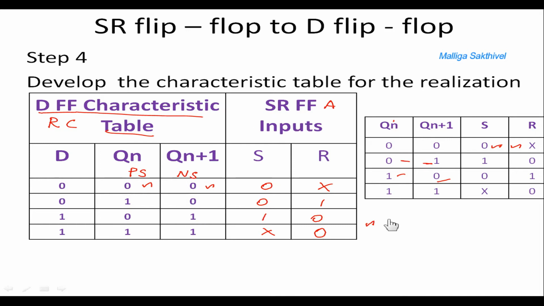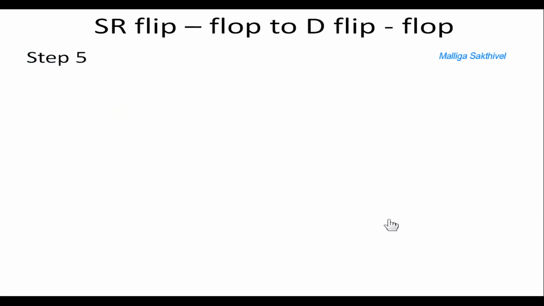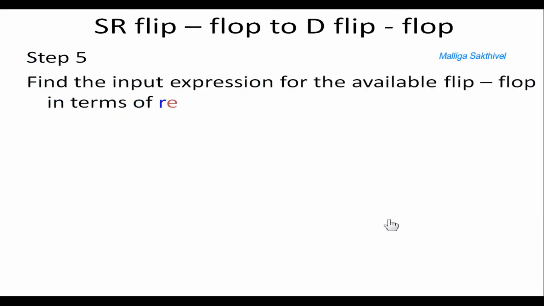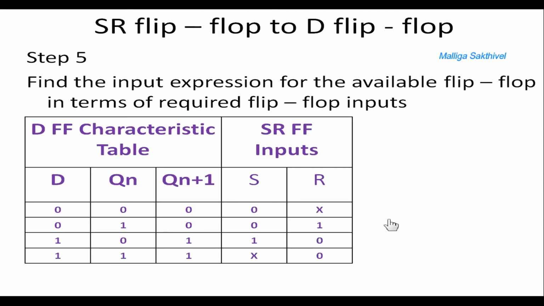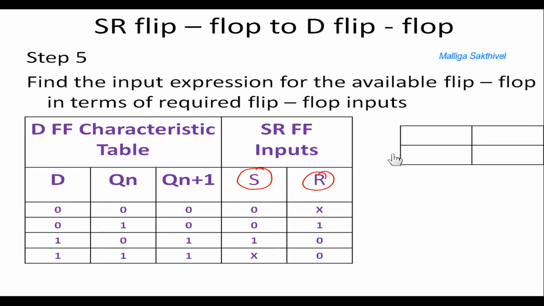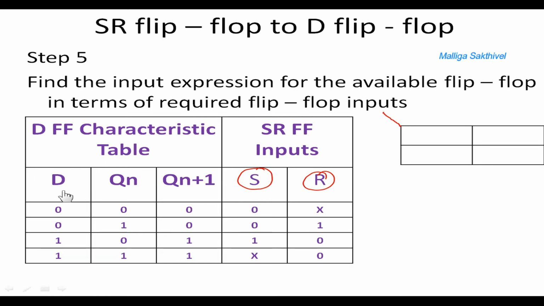And the next one is the fifth step. In the fifth step, we have to find the input expression for the available flip-flop in terms of the required flip-flop inputs, right? So this is the characteristics table of our realization. For this, we have to find the expression for S and R, so we are going to draw the K-map. The K-map consists of two inputs, D and Qn.